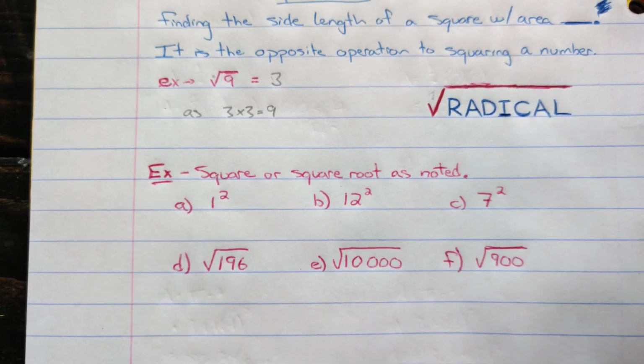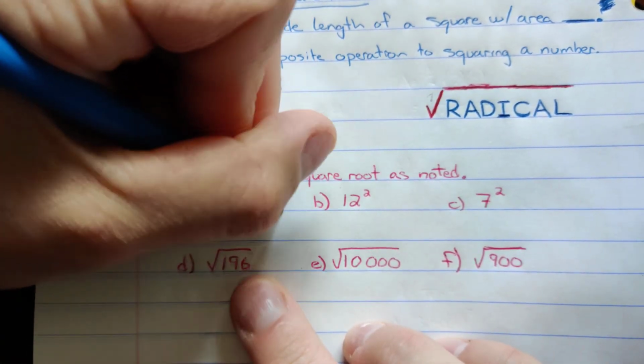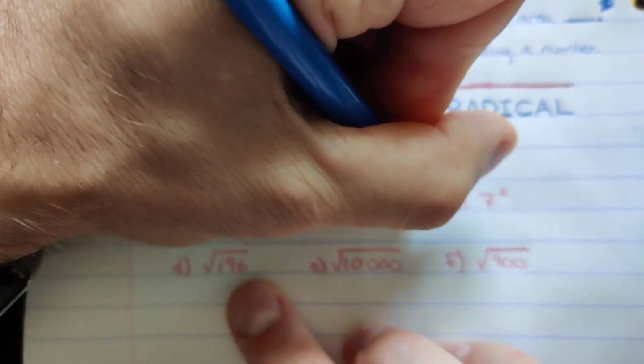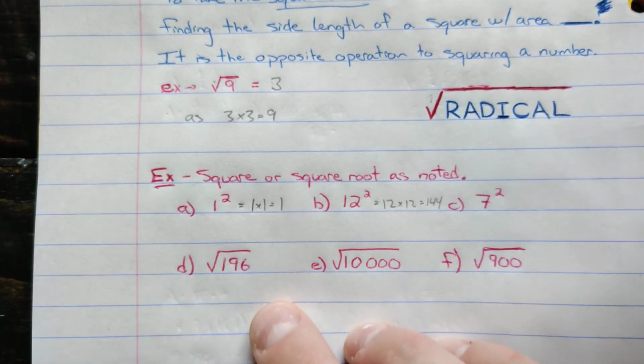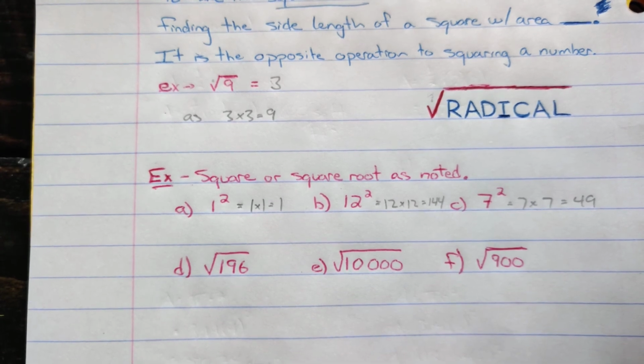All right, so we're just going to square and square root some numbers as noted here. So we got 1 squared, 1 times 1. It's just 1. 12 squared, 12 times 12. That's 144. 7 squared, 7 times 7. It's 49. Okay. These are good numbers to memorize. Your perfect squares up to 12, very, very useful. If you can memorize those, that would be awesome.